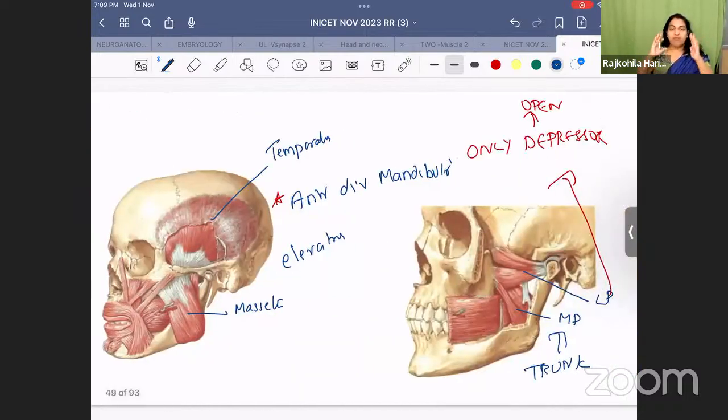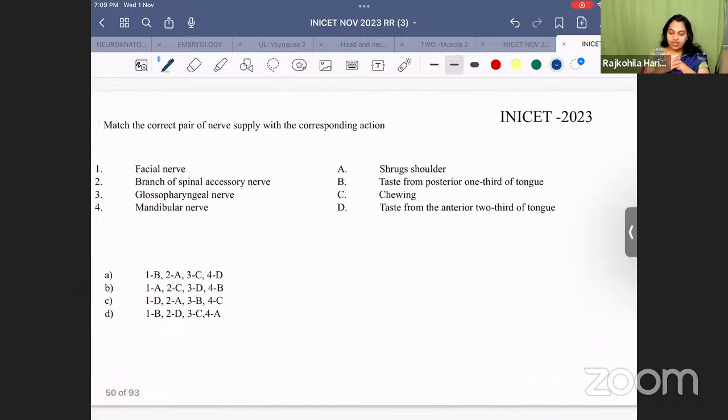The temporalis is a powerful retractor. Masseter, it's a powerful protraction and elevation. Lateral pterygoid and medial pterygoid of both the sides, when they contract simultaneously, it causes protrusion and alternate contraction, side to side chewing movements. Right? So this was asked in INICET May, 2023.